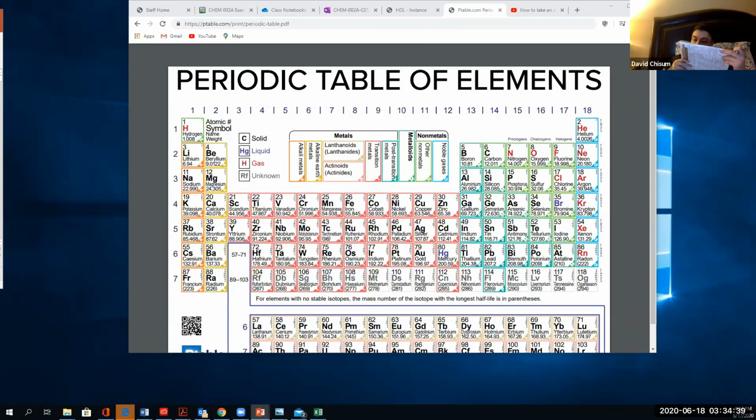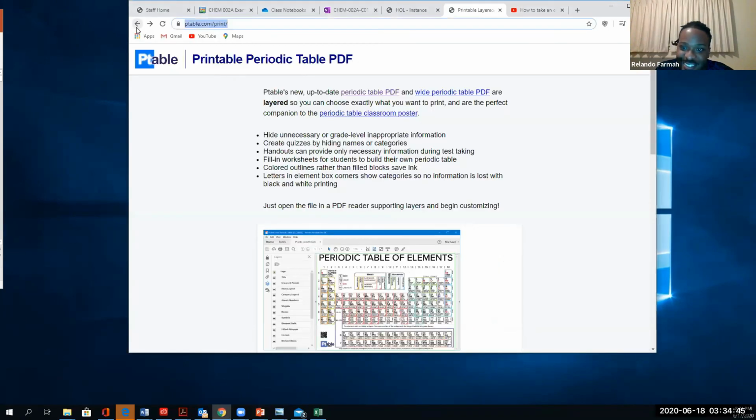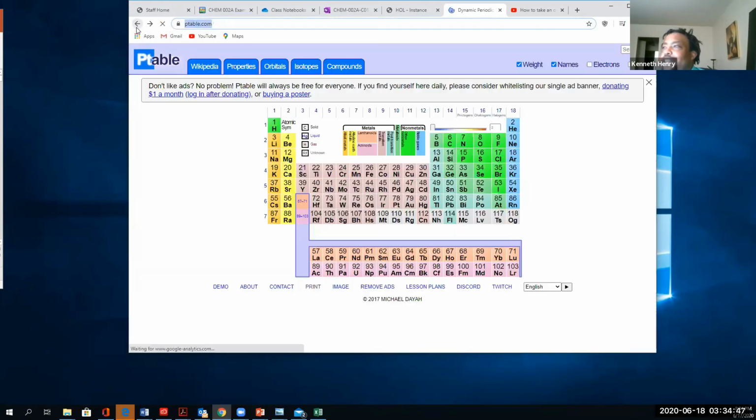Beautiful, isn't it? It's amazing. See, that's why I love that periodic table. P table is bomb.